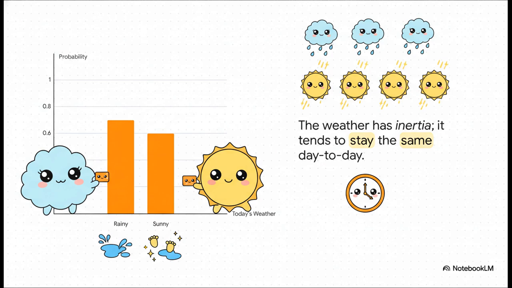Notice how high the chances are that the weather stays the same. A 70% chance a rainy day is followed by another rainy day, and a 60% chance for sunny. That tells our model that the weather in Bob's world has some inertia. It doesn't just flip a coin every single day.